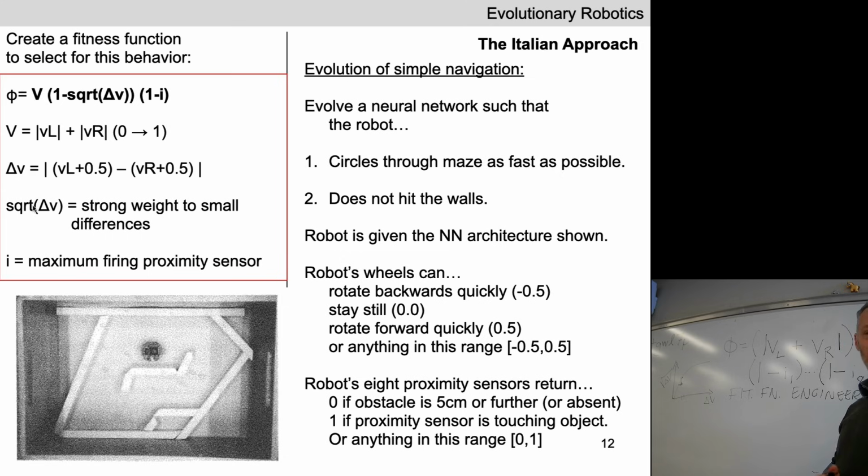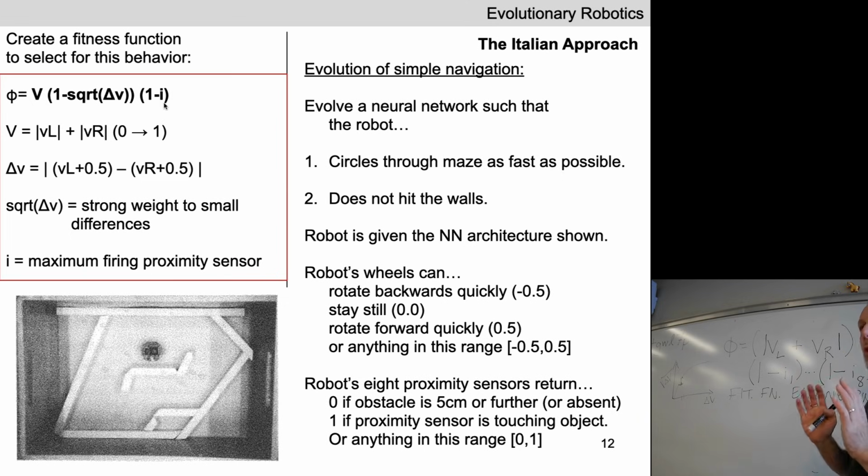Any questions about this fitness function before we move on? Yes? Just in general, are V and delta V the average of the differences, or is it the max as well, like I? This is VL and VR. These are the averages. Yeah, averages, and then it's only the I that's the worst offender.